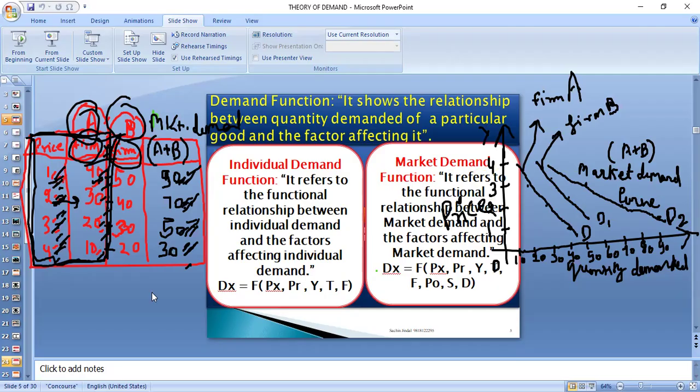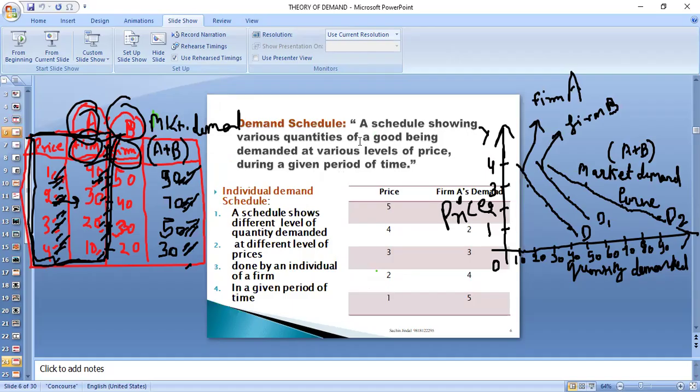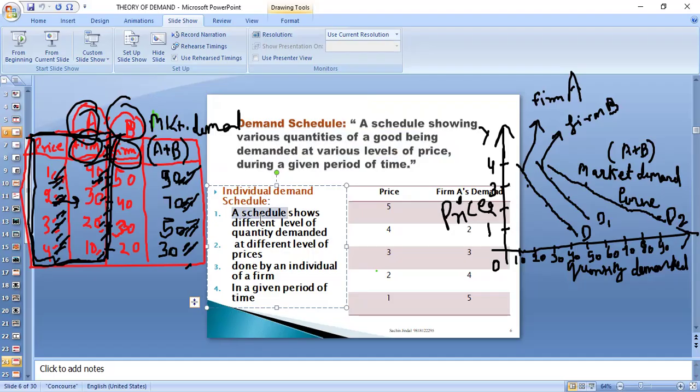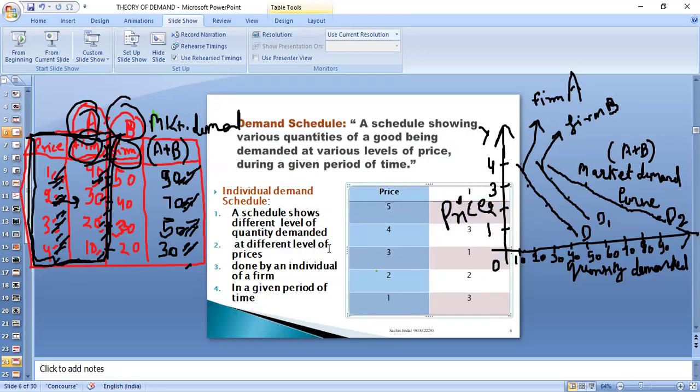I am not removing the table and diagram actually because I want to show it. This is the demand schedule, means a table which is showing various quantity demanded of a good being demanded at various levels of price during a given period of time. And if we are talking about individual demand schedule, तो a schedule showing different levels of quantity demanded at different levels of price. यही बोला मैंने आपको. Done by an individual firm in a given period of time.